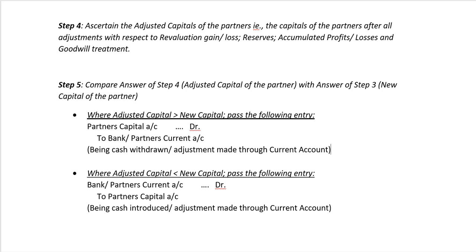On the other hand, where the adjusted capital is less than the new capital, pass the following entry for the amount equal to the difference. We need to debit the bank account or partner's current account and credit the partner's capital account. We'll debit bank account where cash is going to be introduced, and we will debit the partner's current account in case the adjustments are going to be made through the partner's current account. So these are the steps which have to be followed for the first method, where we need to adjust the old partners' capital based on the capital which is brought in by the incoming partner.